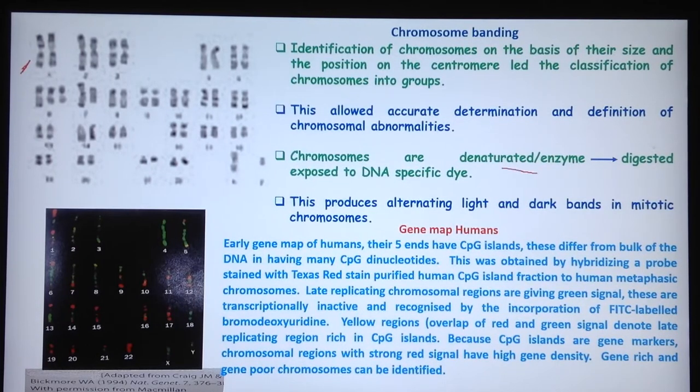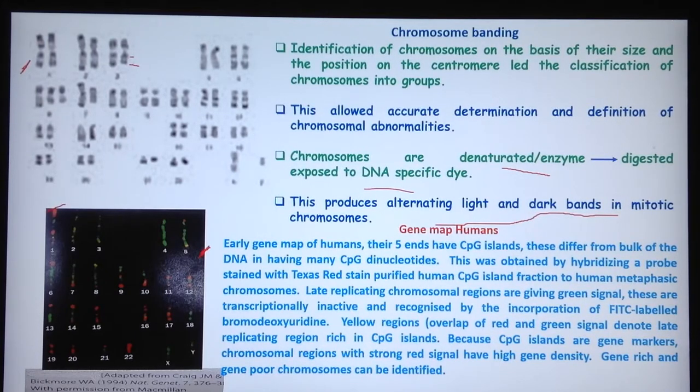So chromosomes are denatured by enzyme or heat, and digestion. After digestion they are exposed to DNA specific dyes. This produces alternating light and dark bands in mitotic chromosomes. As you can see, these are dark bands and these are dark bands, and in between there are light bands. Now this diagram shows the human gene map.